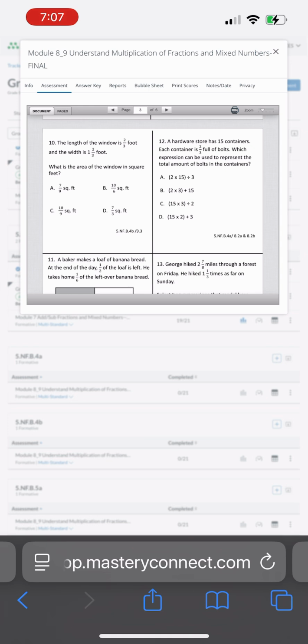Number 10. The length of the window is 2/3 foot and the width is 1 2/3 foot. What is the area of the window in square feet? A, 7/9 square feet. B, 10/6 square feet. C, 10/9 square feet. Or D, 7/3 square feet.